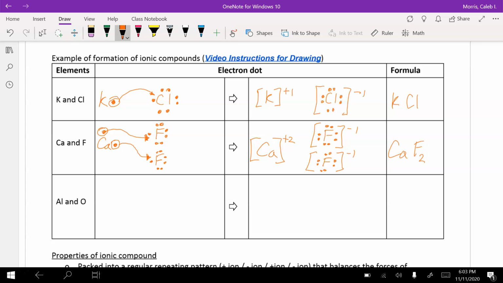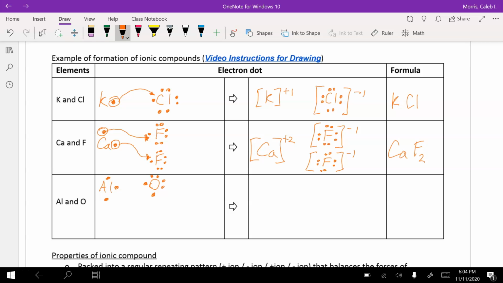Now we get to aluminum and oxygen. It's a little bit different still yet. I have aluminum, which is in group 3A. It has 3 valence electrons: 1, 2, 3. Oxygen has 6 valence electrons: 1, 2, 3, 4, 5, 6. So I've got a total of 6 and 3.